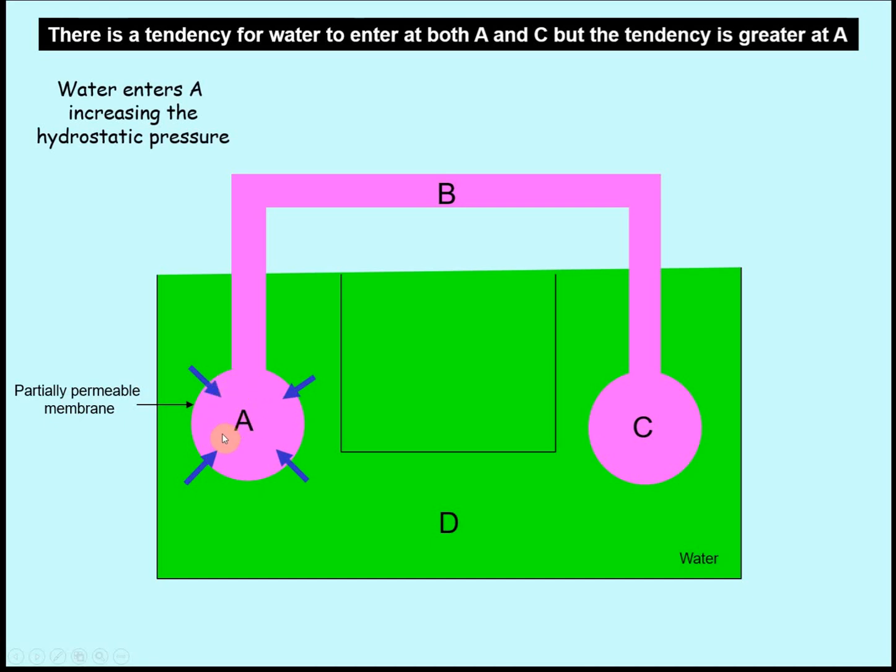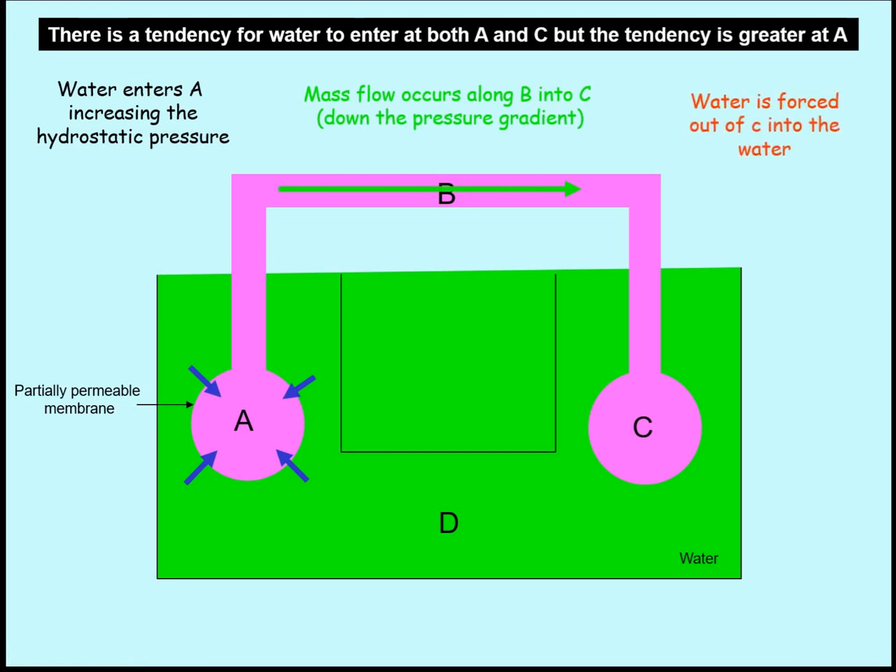Remember, we talked about mass flow earlier. So the hydrostatic pressure is going to be greater in A now because water is moving in than it is at C. So water is going to flow along B towards C, and actually water is going to be forced out at C. And this idea is called the pressure flow hypothesis. And the water is going to return via D.